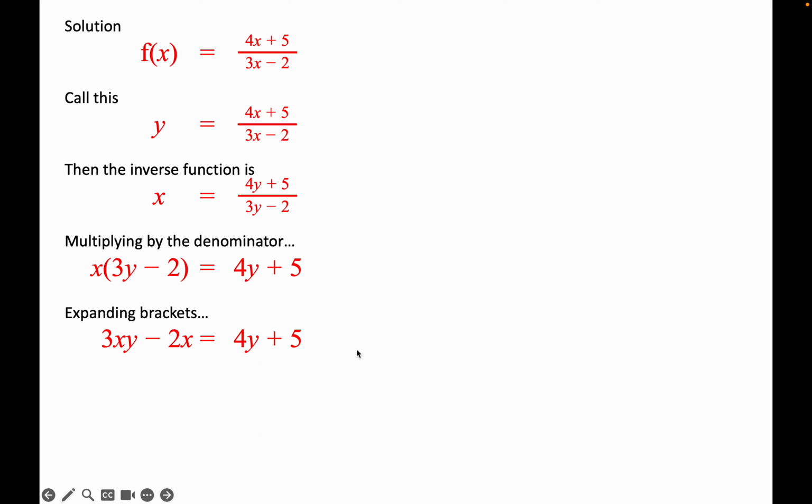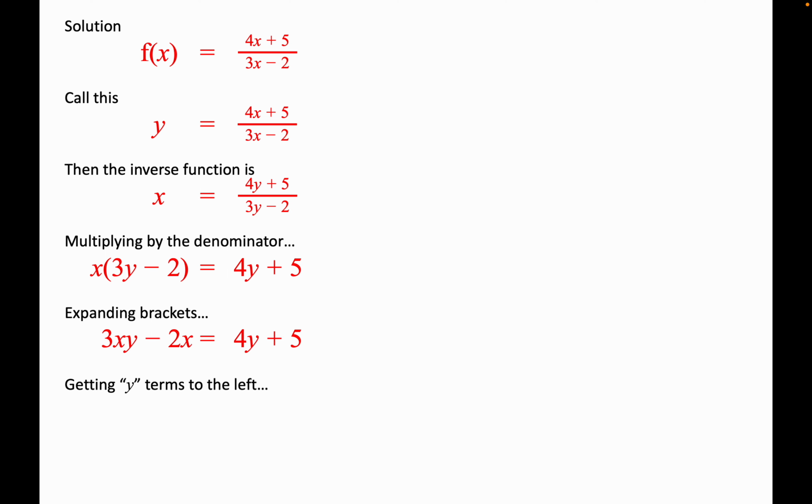Now remember what I'm trying to do here. I'm trying to rearrange this as y equals something, something, something with the x's. So I'd like for all the y stuff to be on the left-hand side and all the non-y stuff to be on the right-hand side. So I'm just going to add and subtract bits to both sides now so that I've got all of the y on the left and all of the rest on the right.